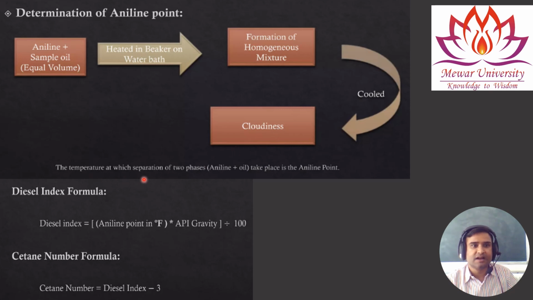The temperature at which the separation of the two phases, aniline plus oil, takes place is the aniline point. So you note down the temperature at which both the phases are separated. That temperature is called the aniline point. Now the diesel index formula: the diesel index equals the aniline point in degree Fahrenheit times the API gravity of the petroleum product divided by 100. So this is the formula for diesel index. Then cetane number equals diesel index minus 3.